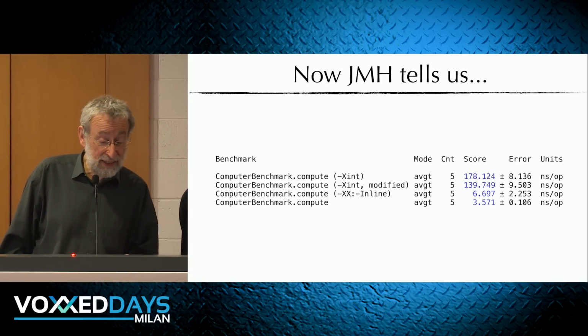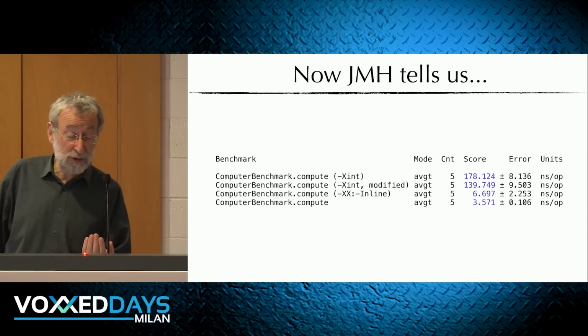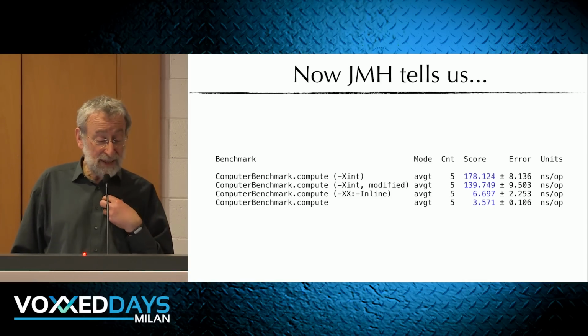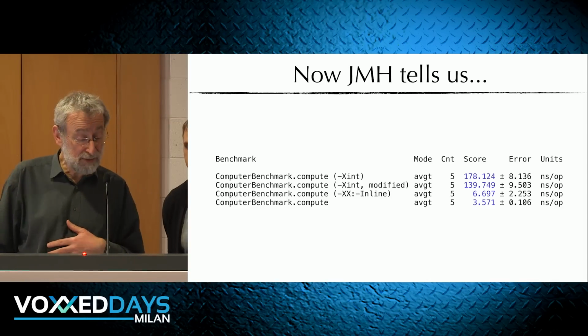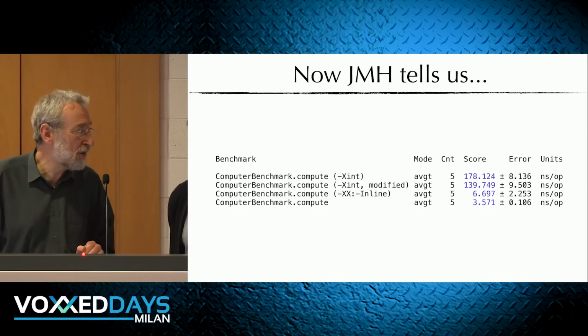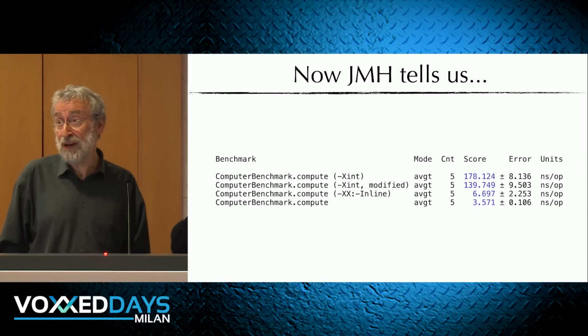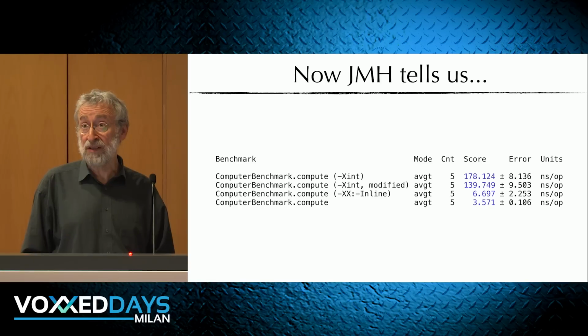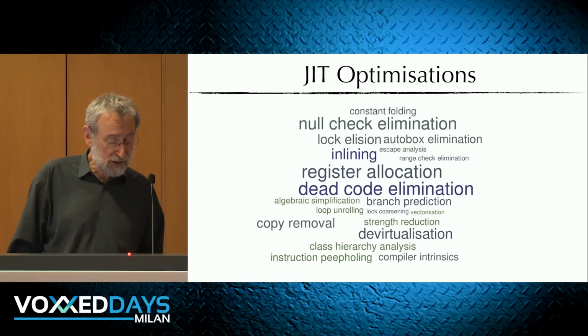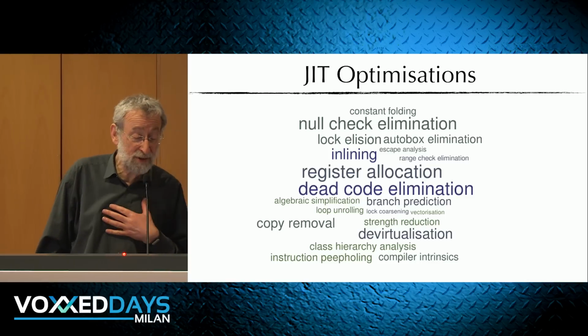If we prevent inlining, then we still find that we don't get the maximum possible improvement. But if we allow inlining as well, then we see that it drops to something like about 2% of the original cost of the operation. And there are a lot of optimizations that the JIT compilers can do. HotSpot has got some of these. It's got more than these; these are just some of them.